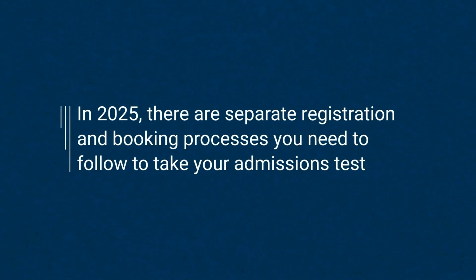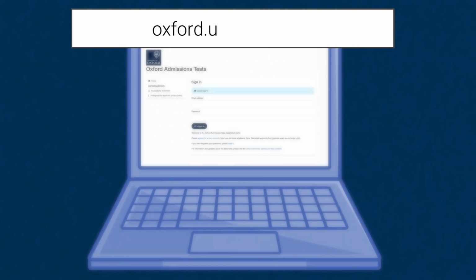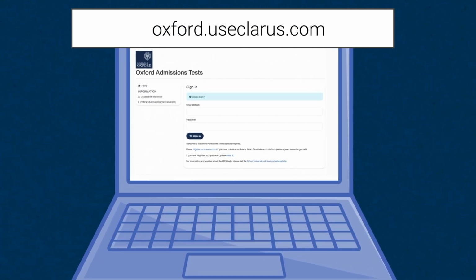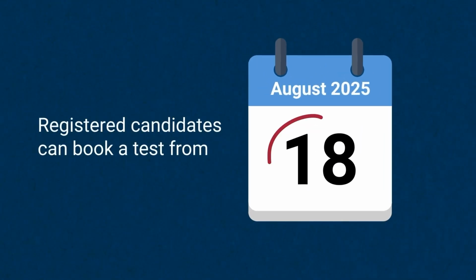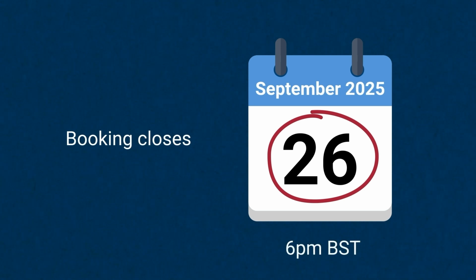In 2025, there are separate registration and booking processes you need to follow to take your admissions test. Candidates will need to register for their test between the 18th of June and the 19th of September, 6 p.m. BST, via the Oxford Admissions Test registration portal. Registered candidates will be able to book their test appointment via Pearson VUE's booking system between the 18th of August and the 26th of September, 6 p.m.